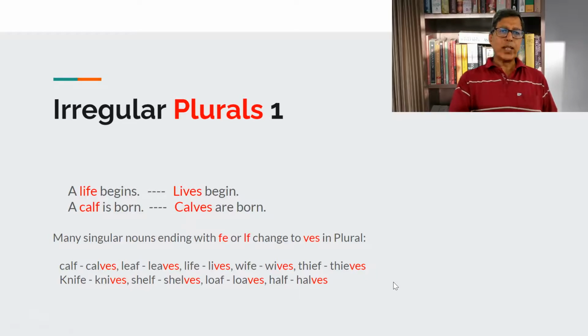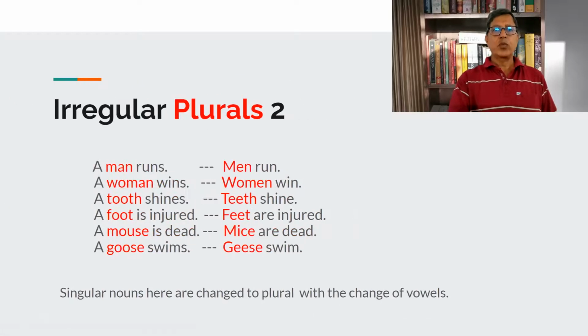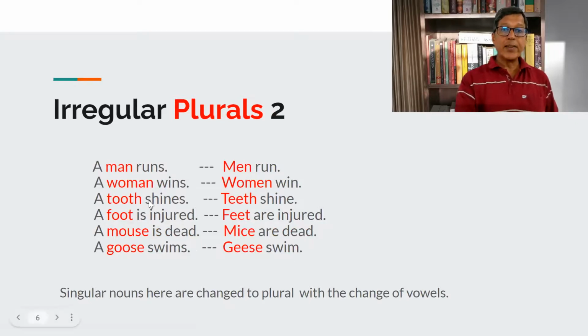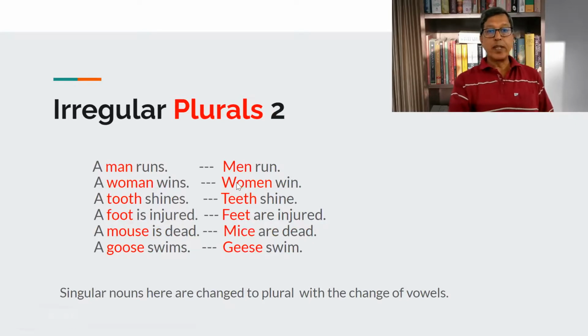Now let's look at the second process, second way. What is the second way of changing from singular to irregular plurals, by which you don't follow the rule of adding s? Here you can see a man runs, men run, woman, women, tooth, teeth, foot, feet, mouse, mice, goose, geese. So what is the pattern?